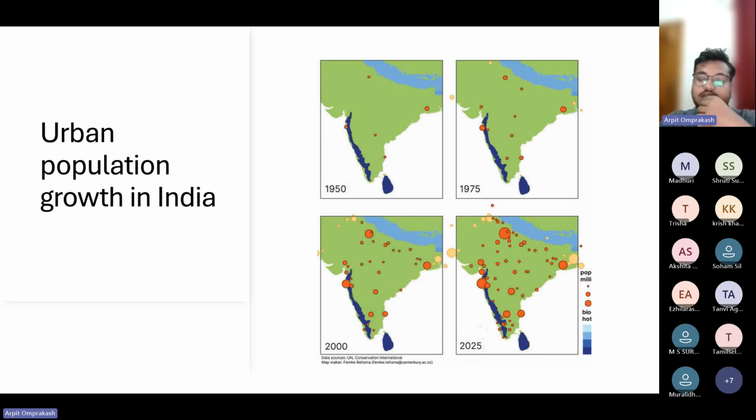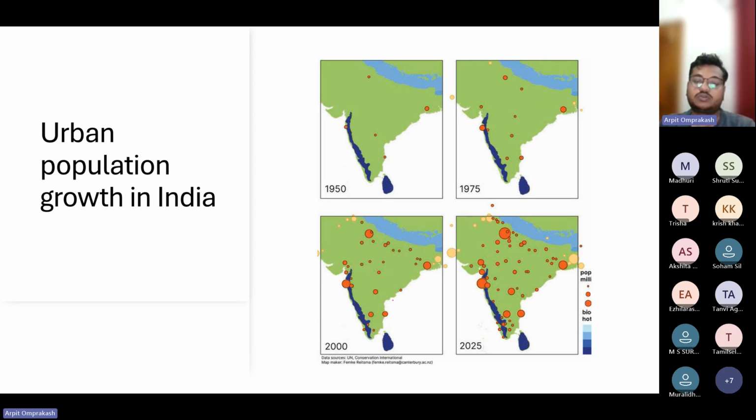So here we see how the urban population has been growing in India from 1950 to around 2025. A bigger dot means a higher population, a smaller dot means a lower population. We see that in the 1950s there were only a few cities with a lot of urban population, and the major one was probably Kolkata.